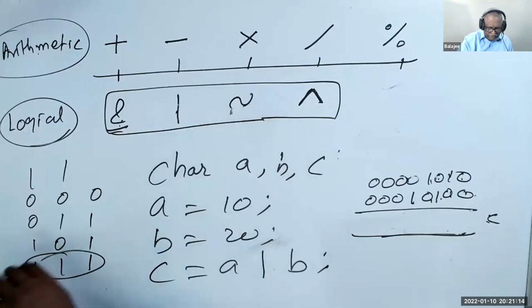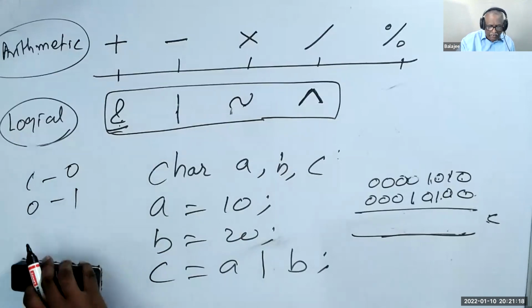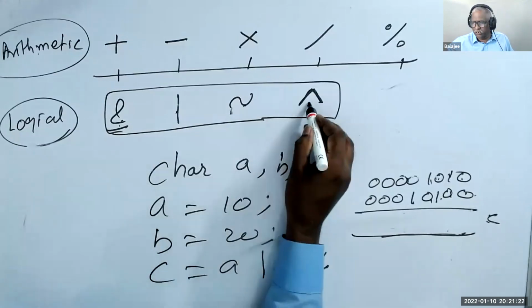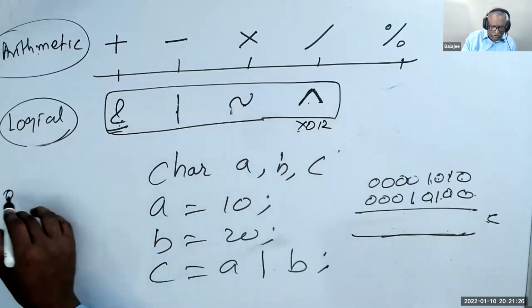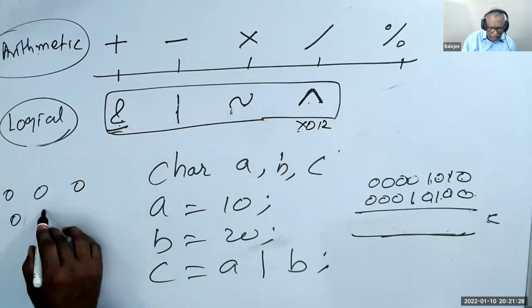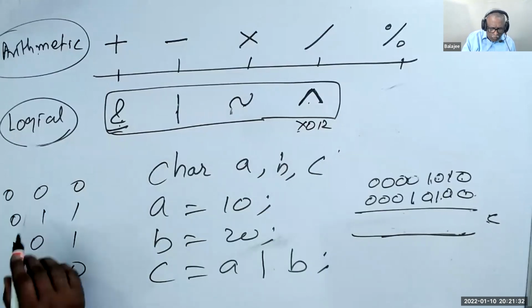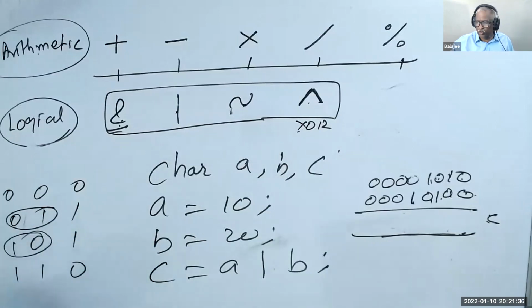Then the NOT operator: 1 means 0, 0 means 1. And this is very important for embedded system electronics people. Then XOR. This is exclusive OR. That means 0 0 means 0, 0 1 means 1, 1 0 means 1, 1 1 means 0. That means both of them are not equal. These are exclusively OR.